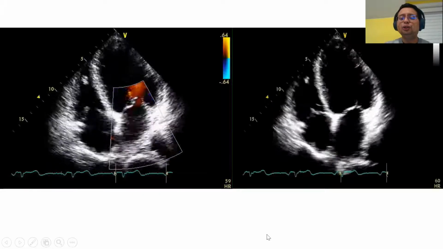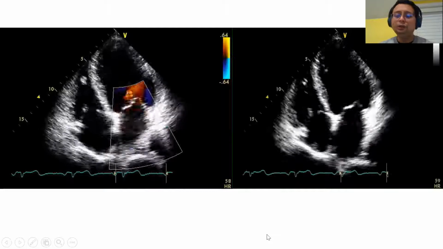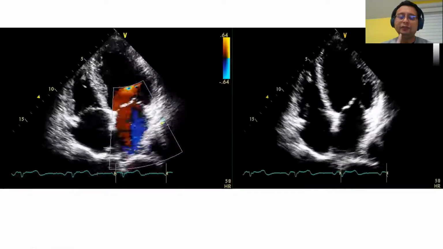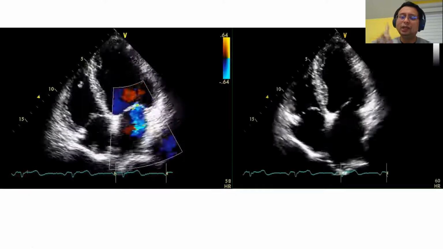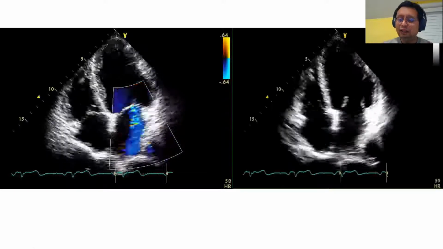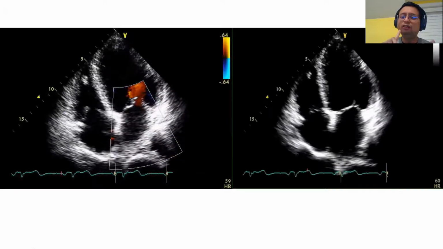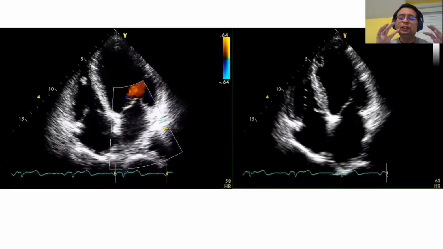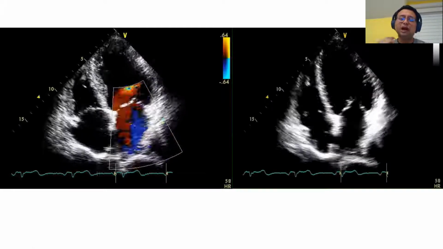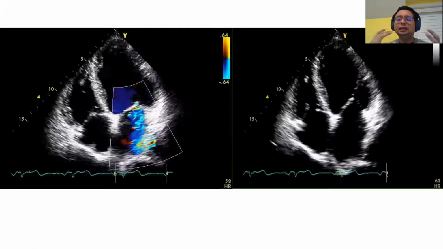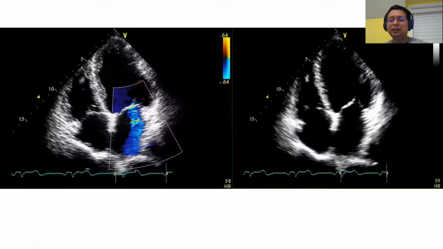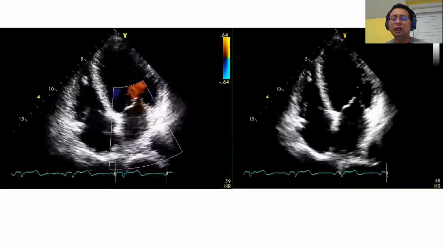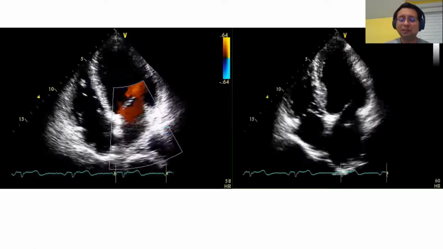Okay, so ladies and gentlemen, I have shown you atrial functional MR. I have shown you ischemic mitral regurgitation. I have shown you an example of flail mitral valve leaflet and an example of myxomatous degeneration. So this is another example of someone with functional MR, dilated cardiomyopathy. Okay, this is a combination of type 3B and type 1 of the Carpentier classification.